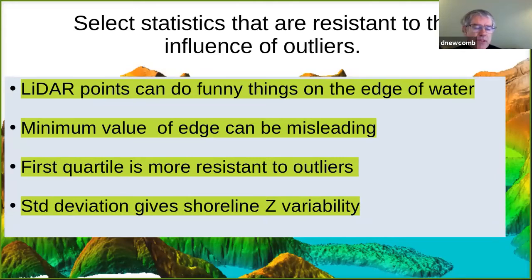One thing that you have to remember about your statistics is you've got to use ones that are resistant to the influence of outliers. LiDAR points can do funny things on the edge of water. And the minimum value, that can be misleading. So your first quartile seems to be, at least at my first cut at this, more resistant to the outliers and seems to give me a pretty good value. The standard deviation gives me an idea of shoreline variability. Because the one thing this doesn't work too well on is double line drainages. I'll have to come up with something different than that. But using that Z standard deviation, I could computationally identify those areas for later treatment.